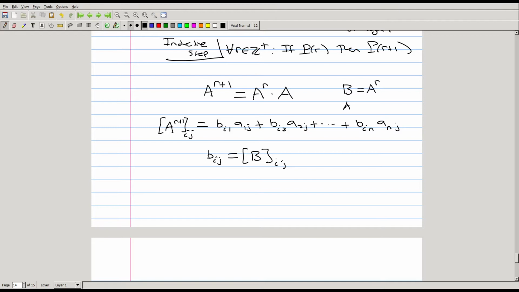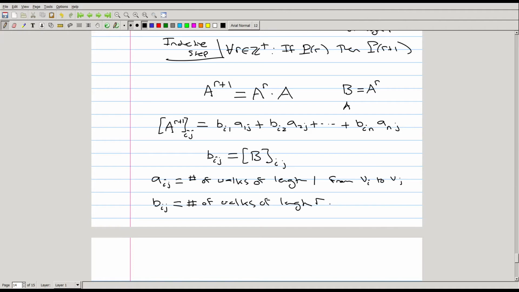And by the inductive hypothesis, because Aij is by definition the number of walks of length 1 from Vi to Vj, and Bij is, by our inductive hypothesis, the number of walks of length r from Vi to Vj, we're going to be able to show exactly what we want to show.